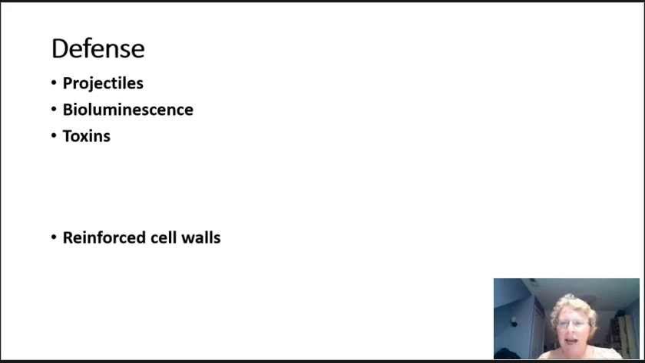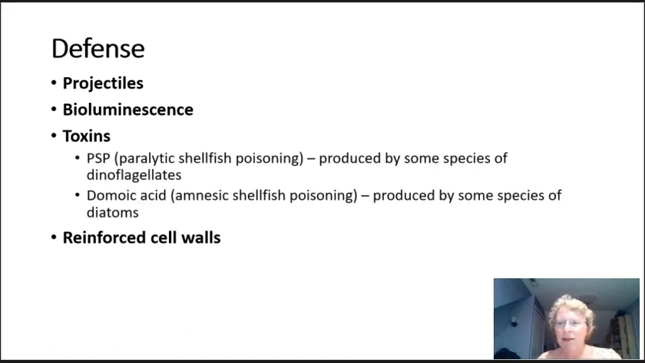Toxins are another common adaptation. Some examples are the toxin produced by PSP, or paralytic shellfish poisoning, that are produced by blooms of dinoflagellates. Domoic acid is a toxin produced by some species of diatoms. If the protist has a cell wall, that cell wall may be reinforced with cellulose or silica or calcium carbonate, making the protist more difficult to eat or digest.